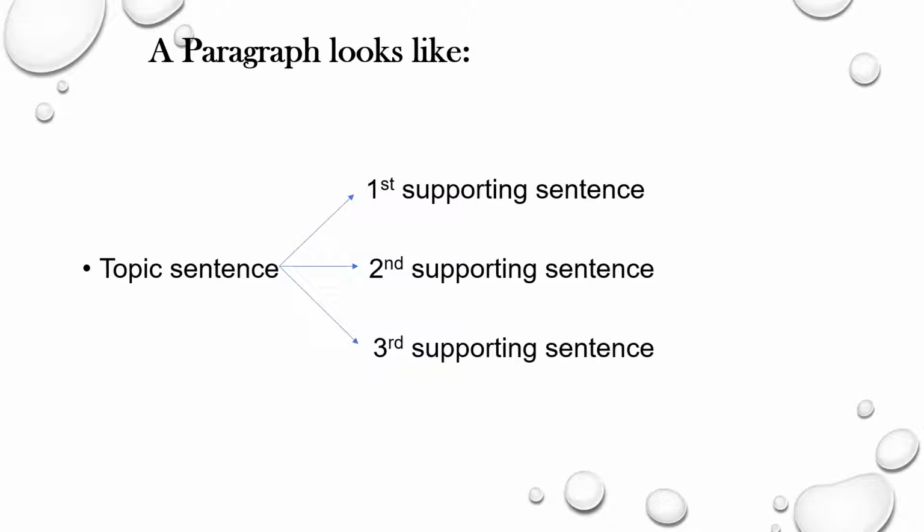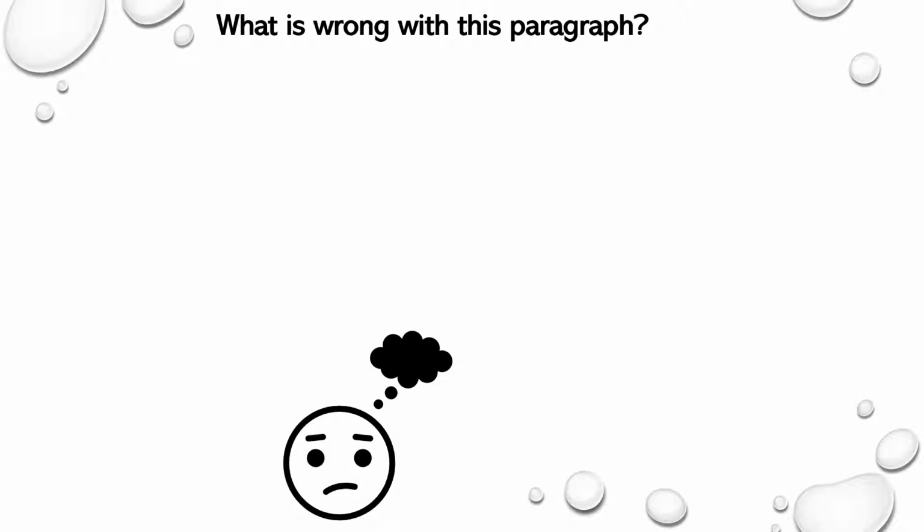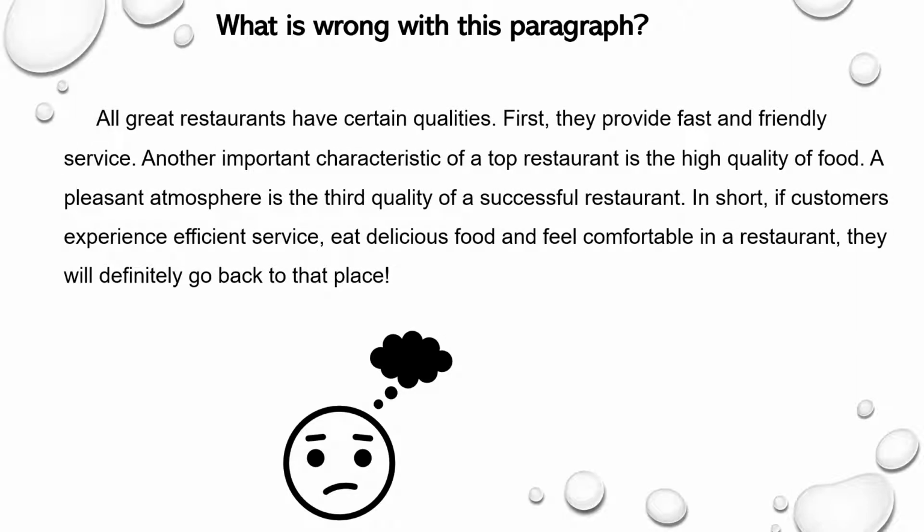Well, as you remember, this is what we said a paragraph should look like. One topic sentence and three supporting sentences. But now let's have a look at an actual paragraph components. So here I have a paragraph, but as you see the title, there is something wrong with this paragraph. I need you to read this paragraph and tell me, what do you think is wrong with this paragraph?